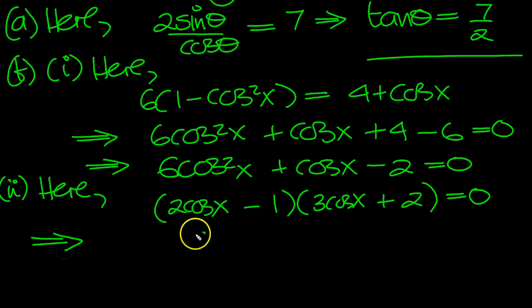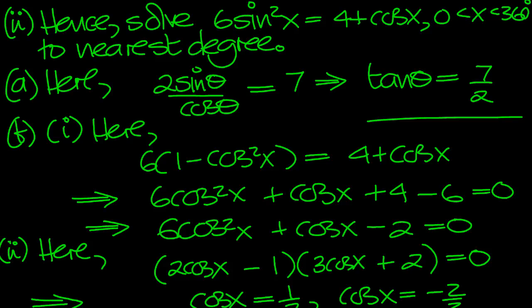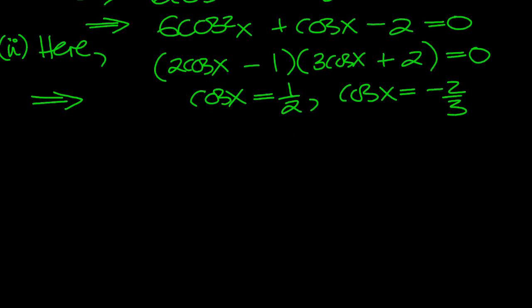So that tells us that cosine x is equal to a half from this one. And this one tells us that cosine x is equal to minus 2/3. So let's look at these problems. Then we need to solve these from 0 to 360 to the nearest degree.